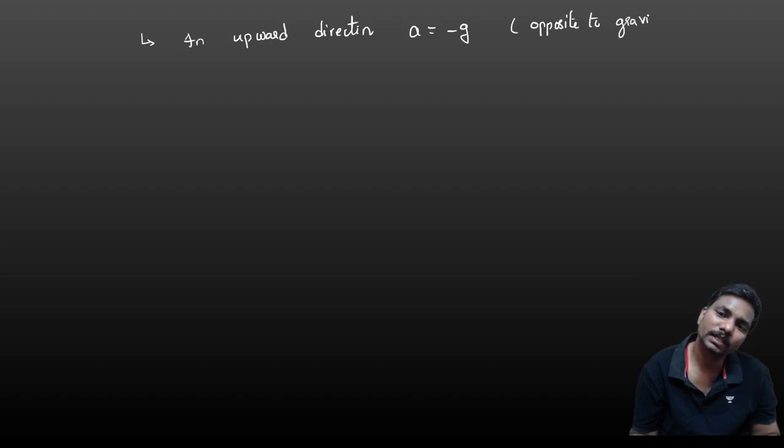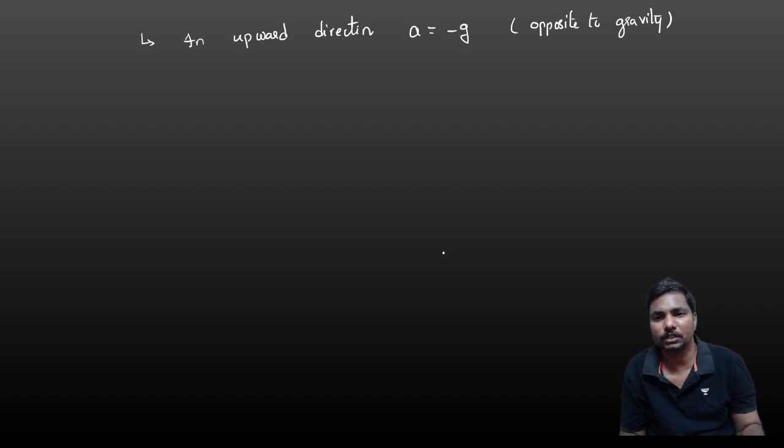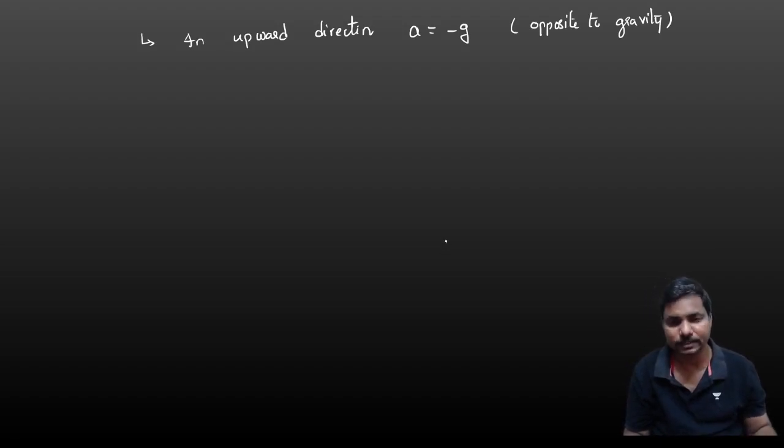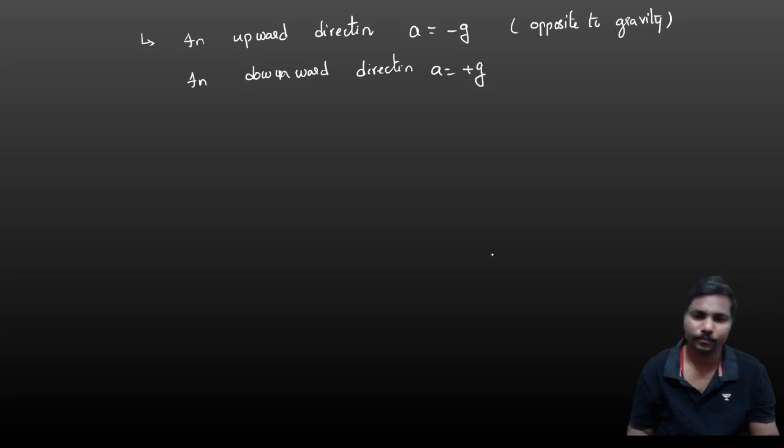Now gravity is generally in the bottom direction. Gravity is nothing but force of attraction. In the upward direction, a is generally taken as minus g. In the downward direction, a is considered as plus g.